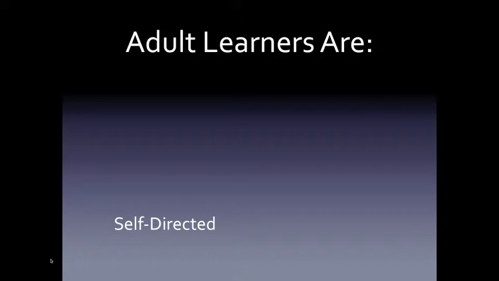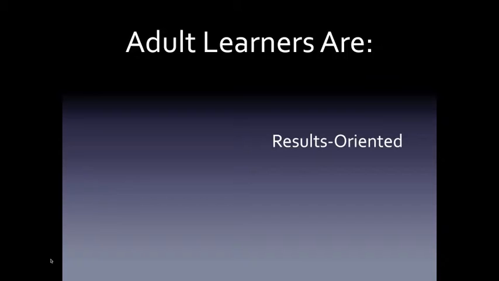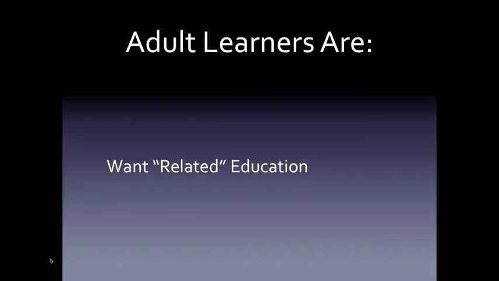They typically are not dependent on others for direction. They have very specific intentions for their education. Participation is usually voluntary, so they will move on if the education is not meeting their needs. Adults generally want an education that relates or applies directly to their own needs.